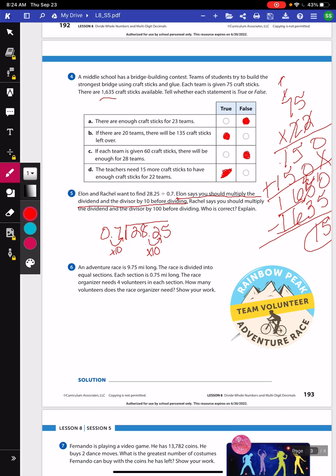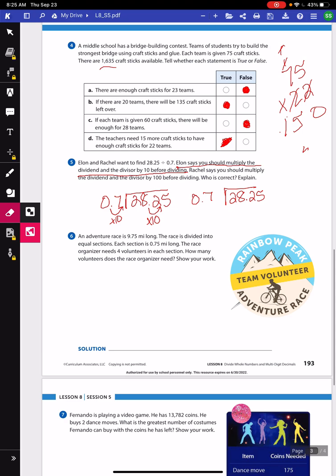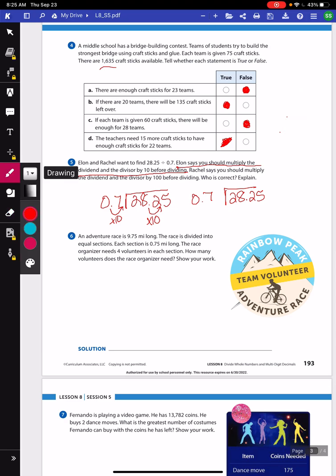So if I said 0.7 divided by 25 hundredths, and I'm going to erase this just so I make sure I have enough room. All right. I'm going to move my decimal over 2 times and multiply it by 100. What I do to the outside, I've got to do to the inside. So if I divide this out, I'm going to get the same answer. So they would both be correct. This one's correct and this one is correct.